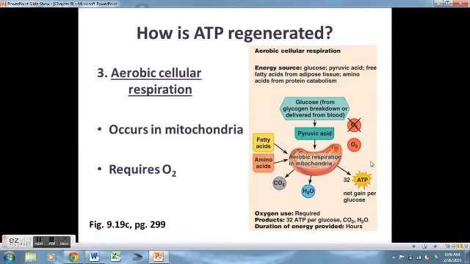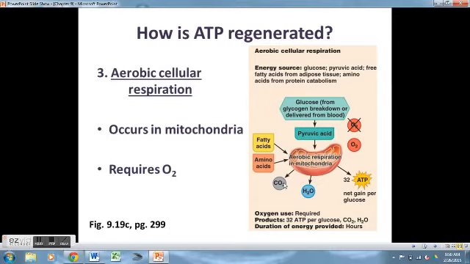Now notice the difference here. For every 1 glucose you start with, you will make 32 ATP. Now, you may have read some books that say 28, 32. This is net ATP. You do use up a little ATP in the process, so it's basically 28 ATP that you can do something with. Water and carbon dioxide are released as waste.